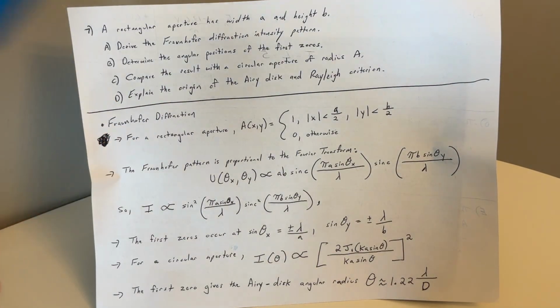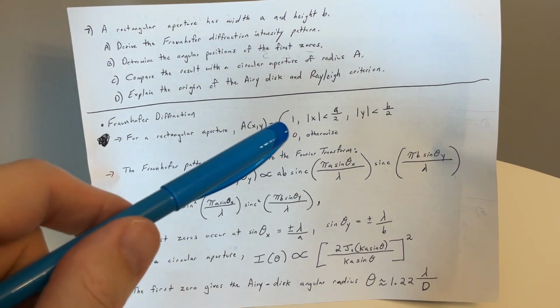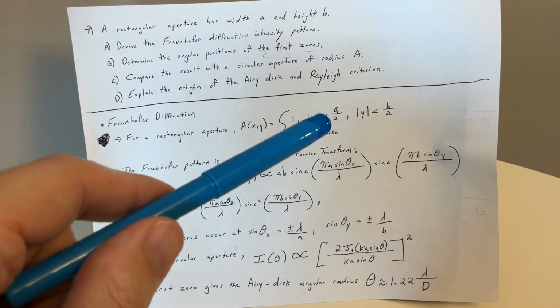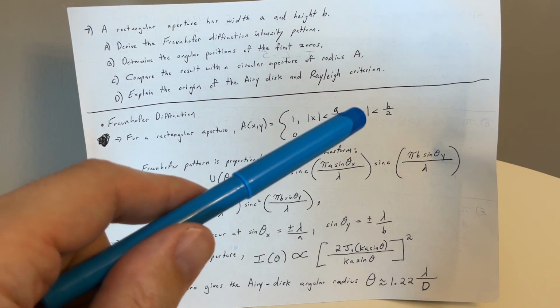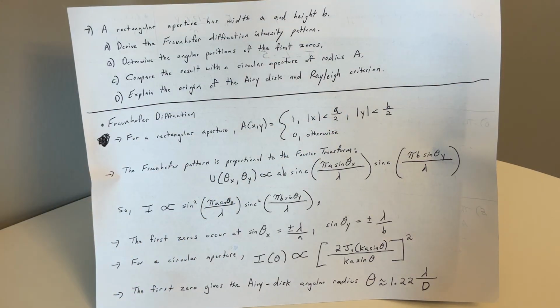So Fraunhofer diffraction problem for a rectangular aperture. We're going to get this piecewise. A of x,y equals 1 for absolute value of x less than a over 2 and absolute value of y less than b over 2, and otherwise the output is 0.